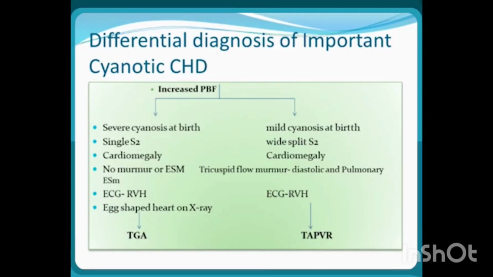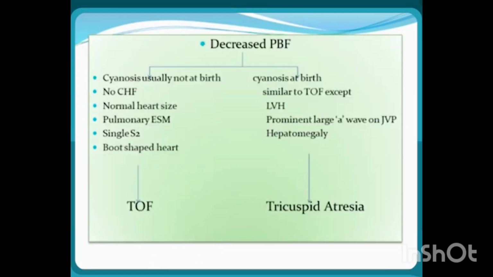This is not foolproof, but these are some of the clues that will differentiate one CHD from another. In the TAPVC situation, there is mild cyanosis at birth, wide split S2, cardiomegaly, then a tricuspid flow murmur or diastolic and pulmonary murmur will be there. ECG shows right ventricular hypertrophy. Then you are dealing with a TAPVC situation. In TOF, cyanosis is usually not present at birth, as we said, it usually progresses as age progresses.